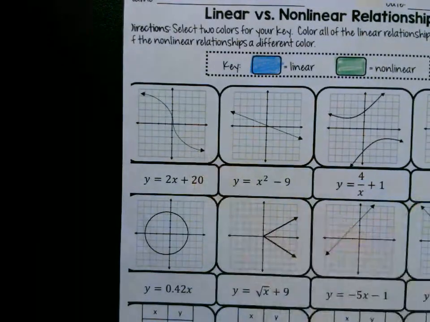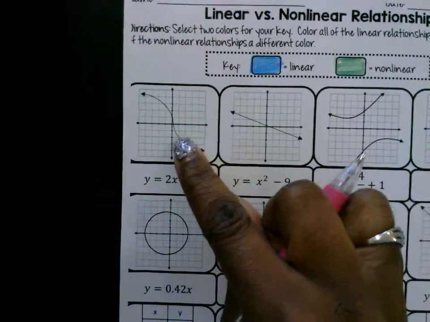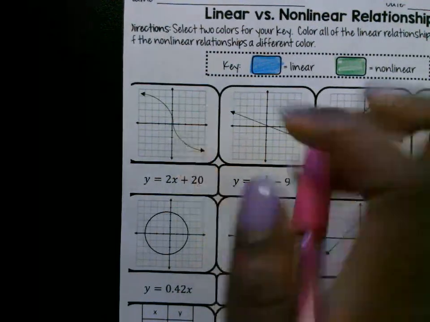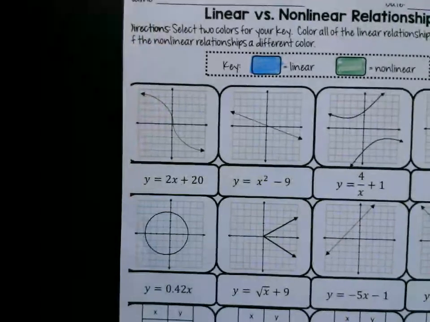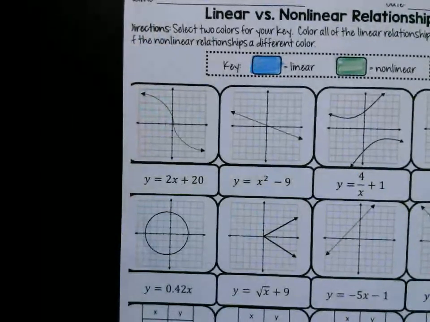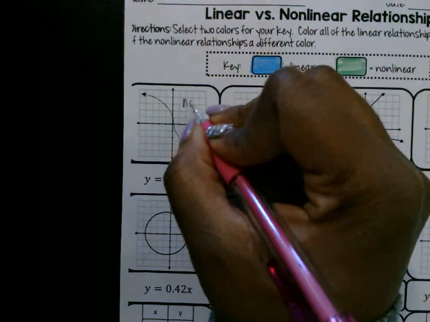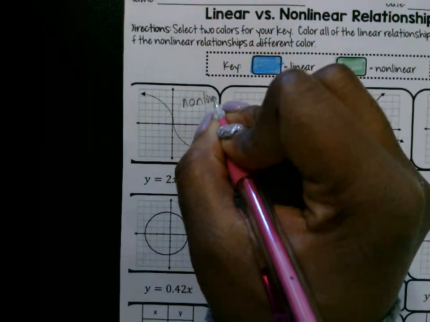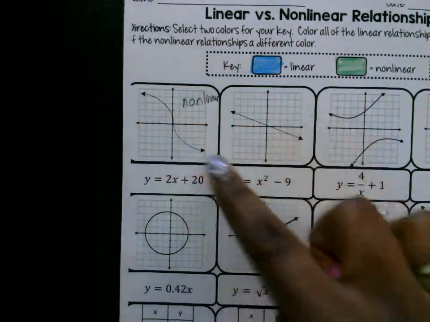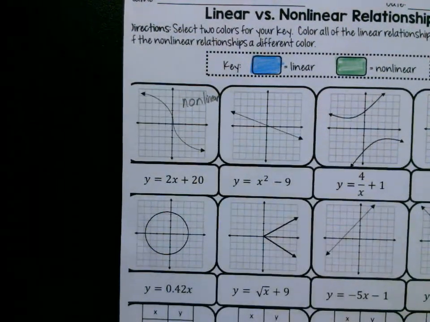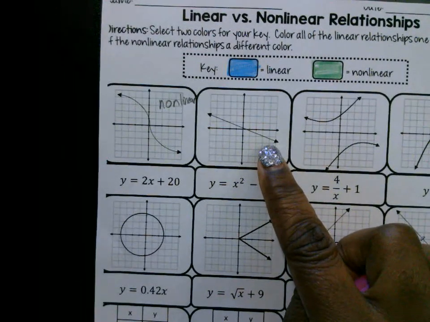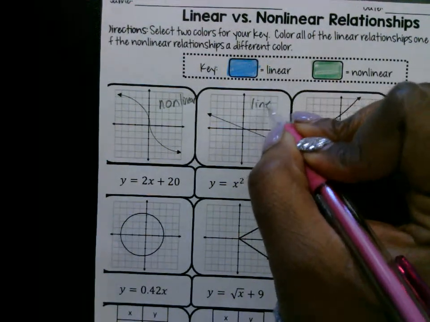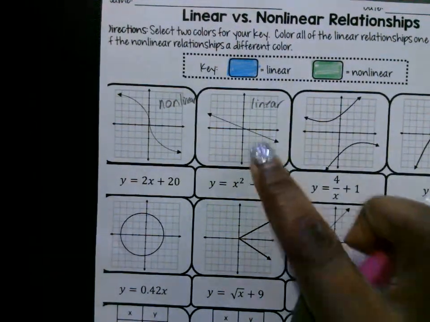This first one, this graph, is it linear or nonlinear? This is nonlinear because it's not a straight line. Not a straight line here. It's a curve to it. The second one, is it linear or nonlinear? This is linear. Why is this one linear? Because it has a straight line.